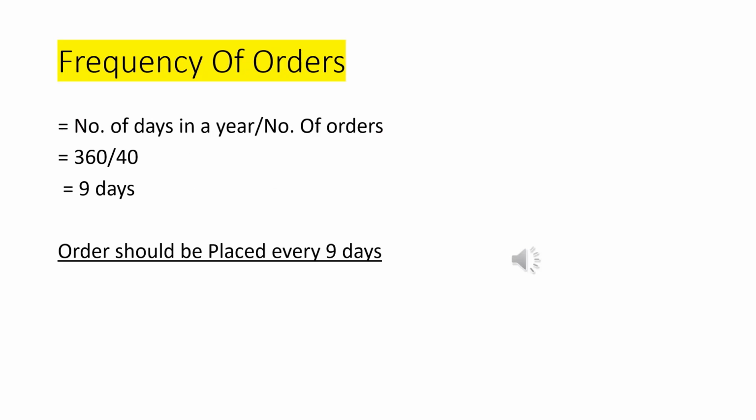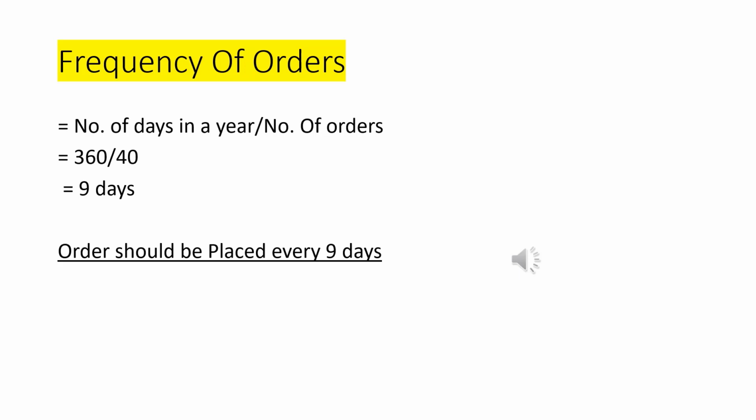Next is frequency of orders. That means कितने दिन के अंदर आपको एक ऑर्डर प्लेस करना चाहिए. So here we can take number of days in a year divided by number of orders to be made in the year. So we know that number of days in a year is 365, but for simplicity purpose in accounting, in banking, generally we take 360 and the other logic behind this is that we have 12 months in 1 year. And on average, if we have 30 days in 1 month, so 12 into 30 again comes to 360. So number of days in a year, we will be taking 360, not 365.